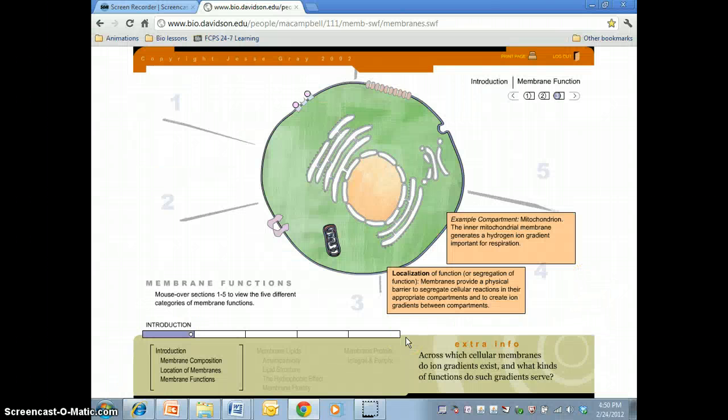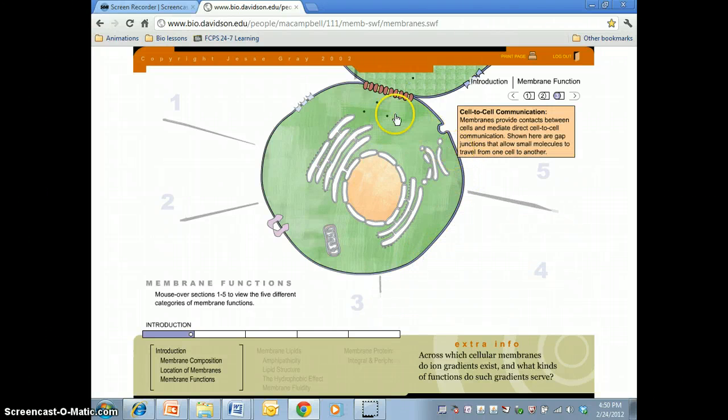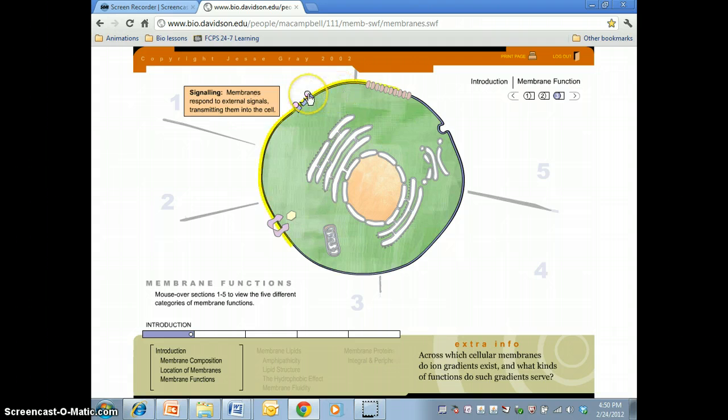Okay, so the lipids have a really big job. They surround the whole cell membrane, but there's proteins in it, and they're in there for a reason. They help the cell do a few different jobs. One is to communicate between cells, so these are the proteins here, and notice there's molecules moving back and forth so the cells can talk to each other. In a similar way, they can receive signals and then let the rest of the cell know what's going on.